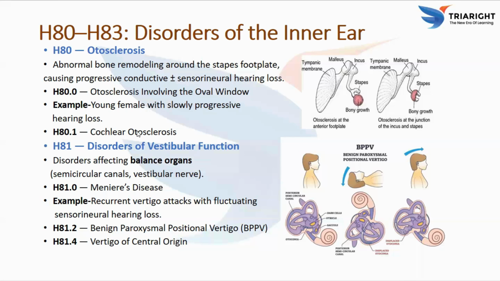So next subcode is H80.1, cochlear otosclerosis. So the bone remodeling affects the cochlear capsule. What is the primary symptom? The sensorineural hearing loss, which is not the conductive.